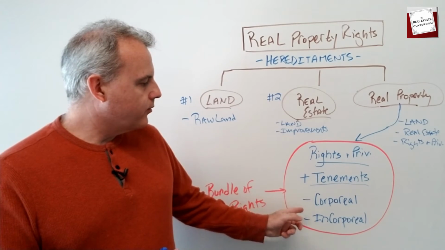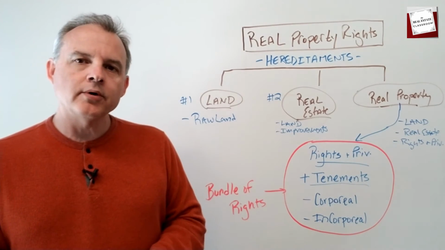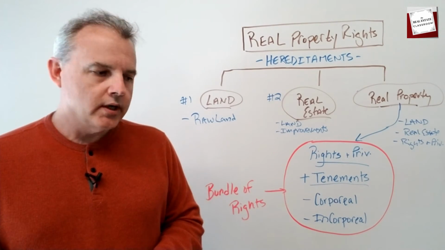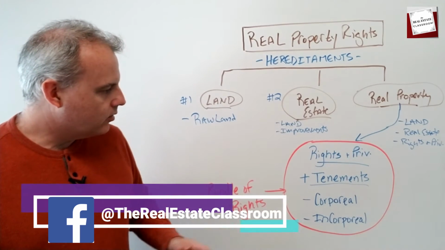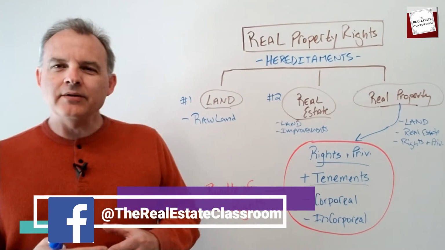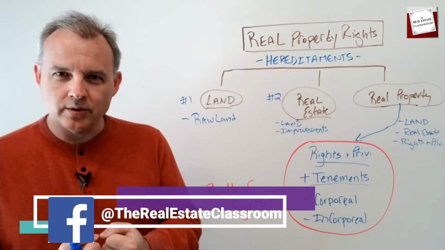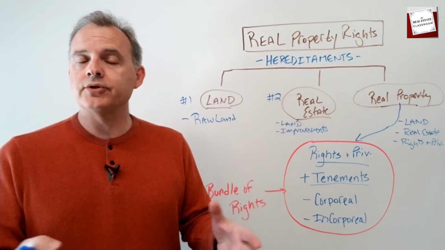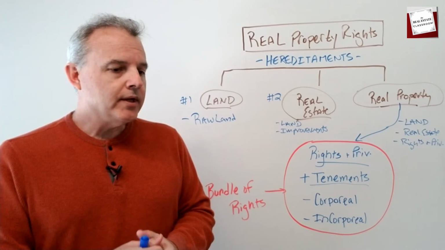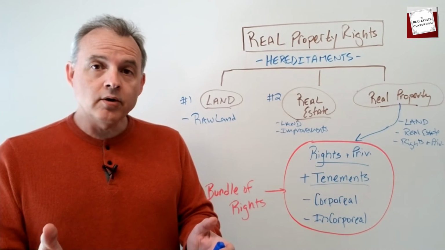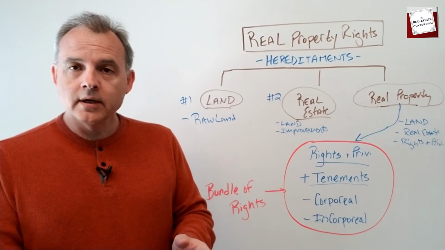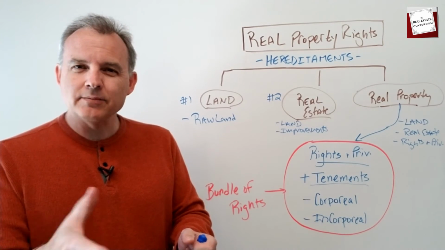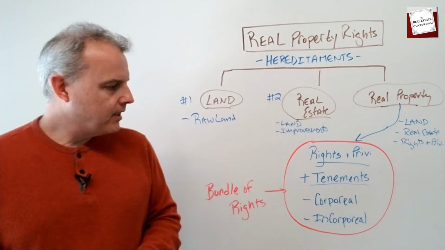And a tenement is what we call corporeal and incorporeal rights. More of those real estate terms that you need to know. A corporeal right is something that you can touch. It's tangible. So for example, you have a right to all the trees and the shrubs that are on the property. They're yours. You own them, and you could do what you want with them, but they're tangible. You can touch and you can feel them.